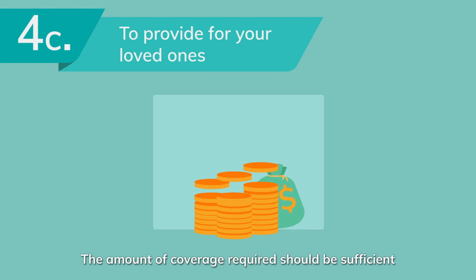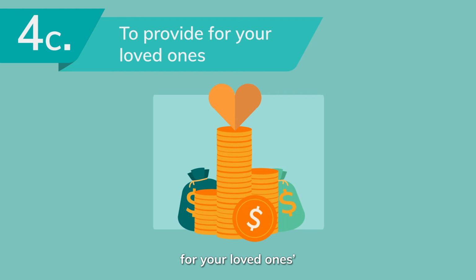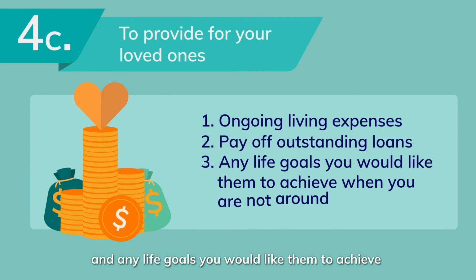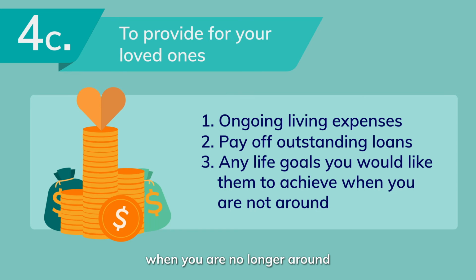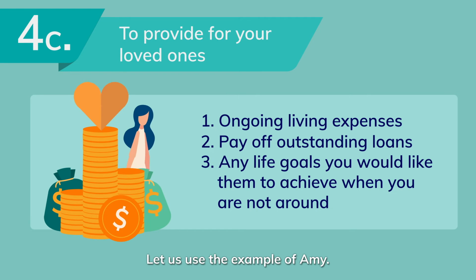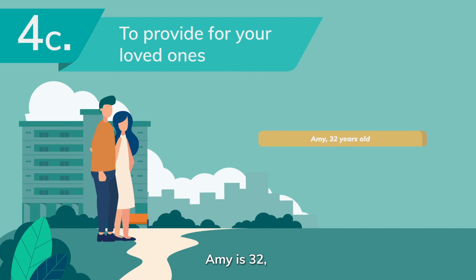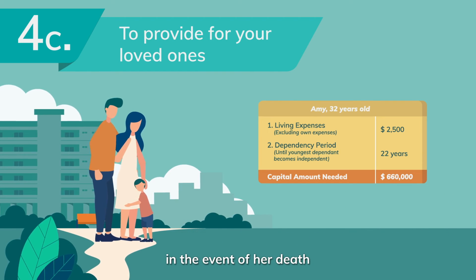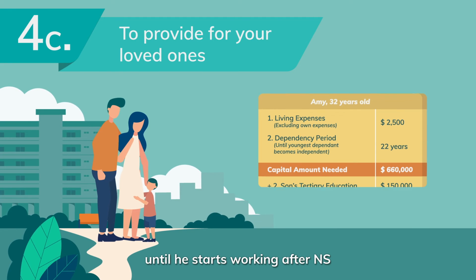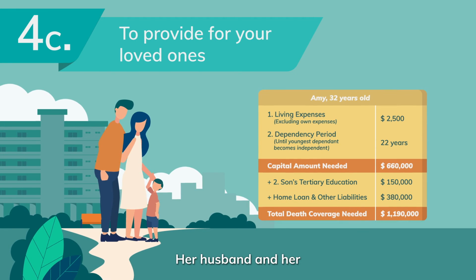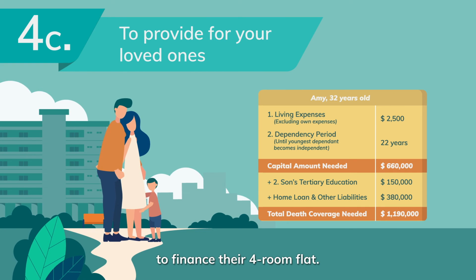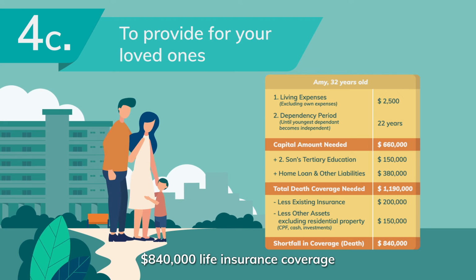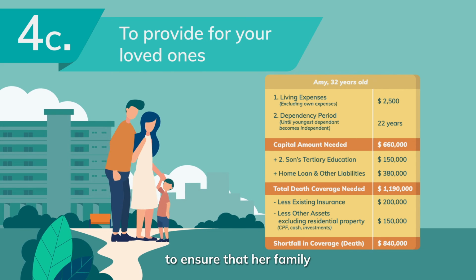The amount of coverage required should be sufficient for your loved ones' ongoing living expenses, pay off outstanding loans, and any life goals you would like them to achieve when you are no longer around. Let us use the example of Amy. Amy is 32 with a 3-year-old son. She wishes to provide for her son in the event of a death until he starts working after NS and university. Her husband and her have an existing bank loan to finance their 4-room flat. In this example, Amy will need to get $840,000 life insurance coverage to ensure that her family will be provided for.